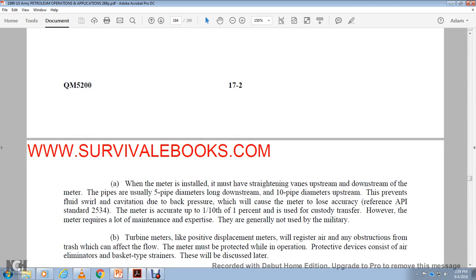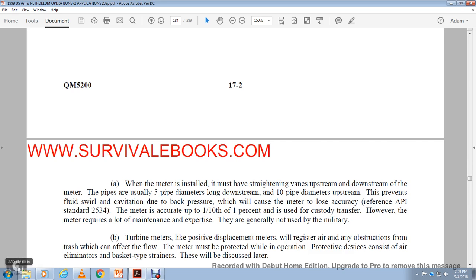Operation and maintenance: where meters are installed, they must have straightening vanes upstream and downstream of the meter with the pipe, usually 5 pipe diameters long downstream and 10 pipe diameters upstream. This prevents flow swirl and cavitation due to back pressure, which would cause the meter to have low accuracy. Refer to API Standard 2534: a meter accurate to 1/10 of 1% is used for custody transfer.